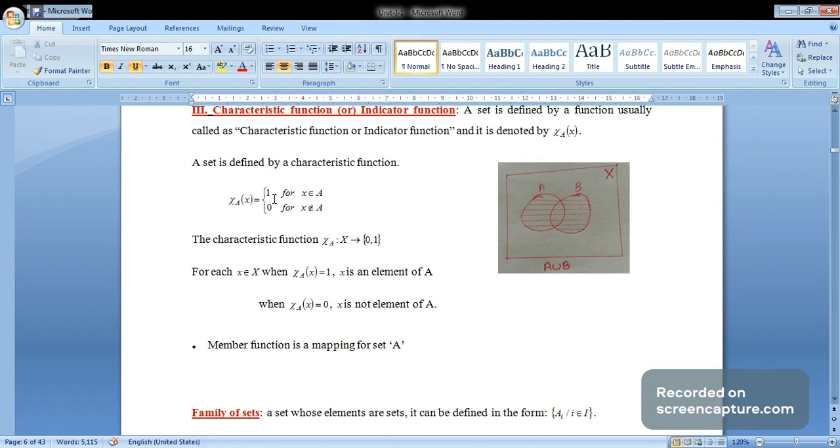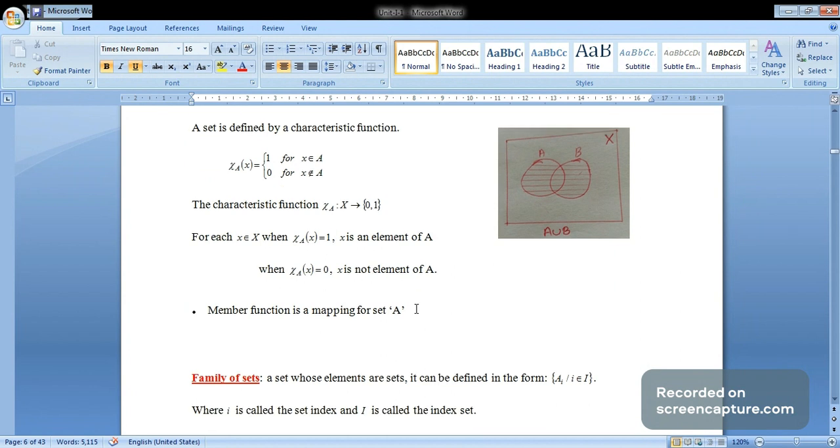Here we get two values only, that is 1 and 0. So X to {0, 1}. For each x belongs to X, when χA(x) equal to 1, x is an element of A. When χA(x) equal to 0, x is not an element of A. Okay, so these 0 and 1 are known as the membership function, a mapping denoted for set A. The characteristic function χA(x) is 1 for x belongs to A and 0 for x does not belong to A. The set has two elements, 0 and 1.